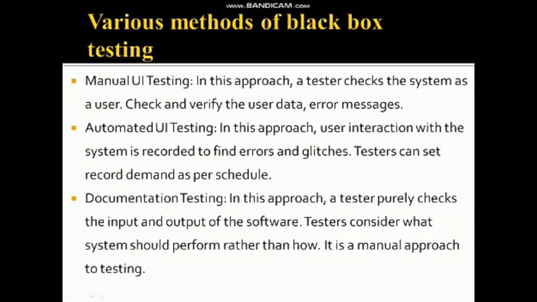It is then recorded to find errors and glitches. Glitches means functionality errors or multifunctionality errors; that is known as glitches. Third, the tester can set recording on demand as per the scheduler, along with manual approaches to the testing. Documentation testing means the tester purely checks the input and output of the software, and then performs the rest. That is known as documentation testing.